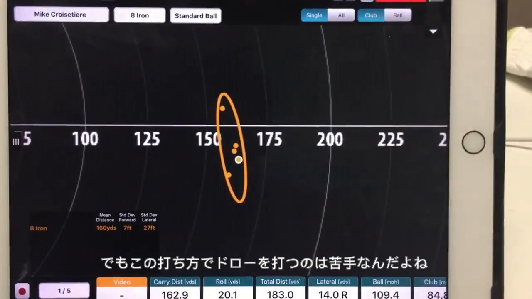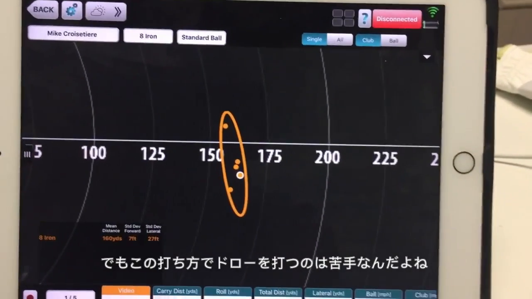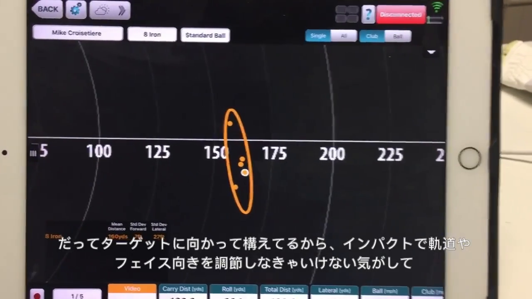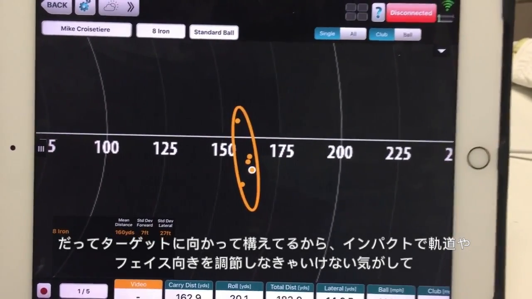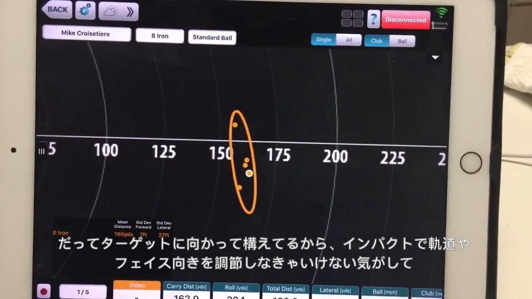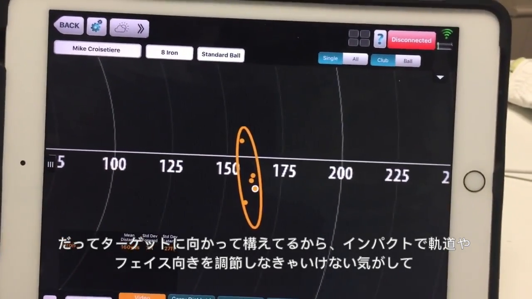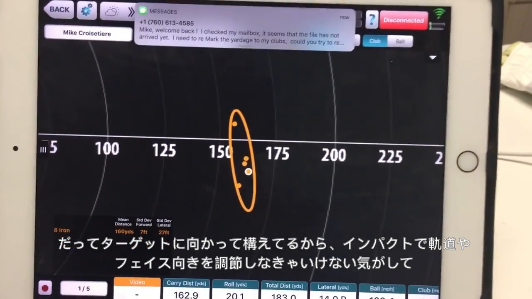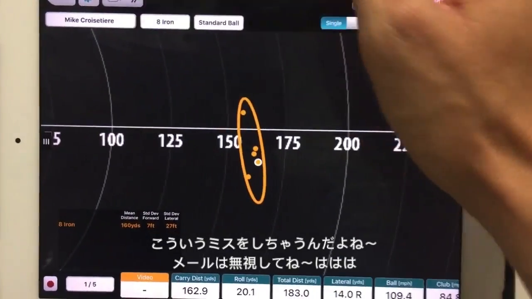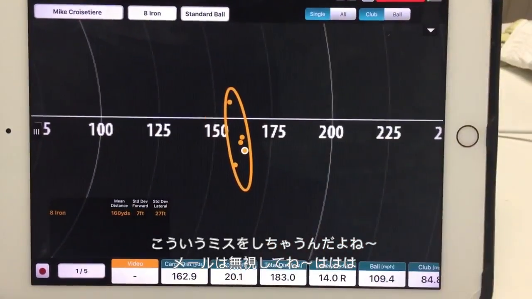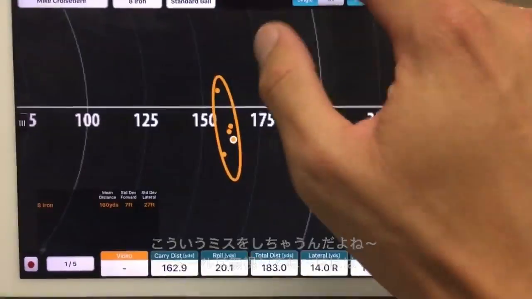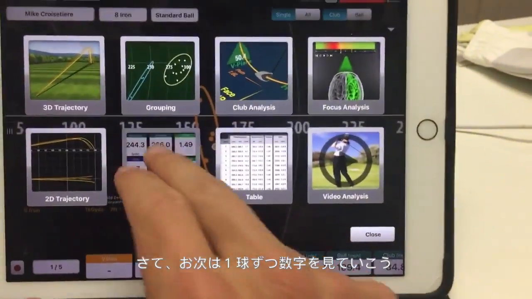But with that pattern, what I find when I try to aim at the target with the club face, like I was stating earlier, I feel like I have to physically shift path to the right and then shift face to the right. And it's a really weird feeling for me. And I tend to miss it like I did there. Ignore that message. But anyways, guys, let's get back to the video.